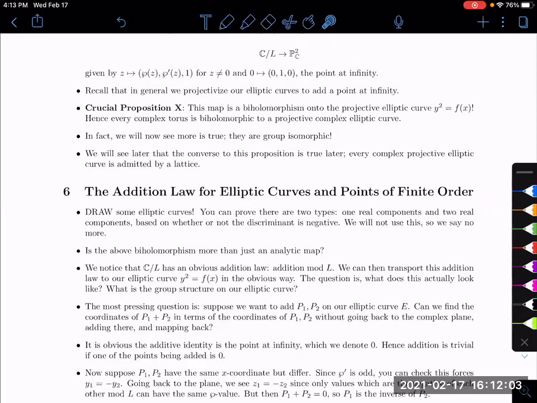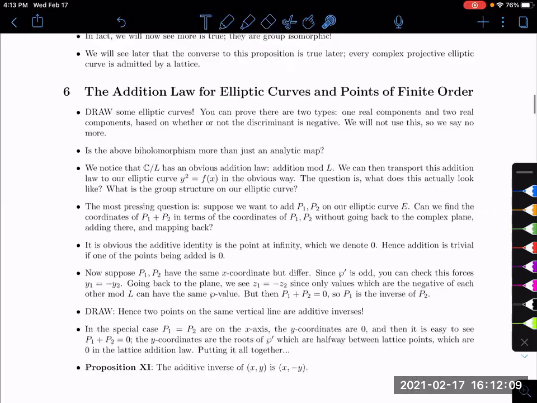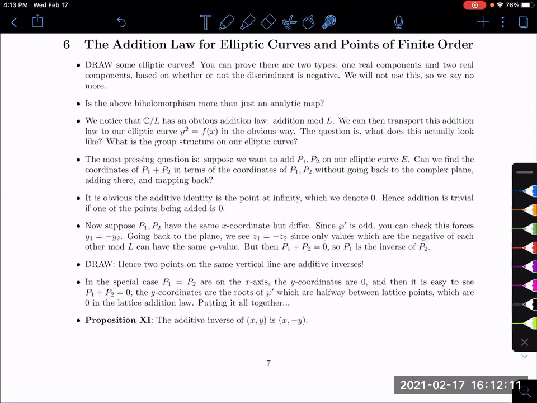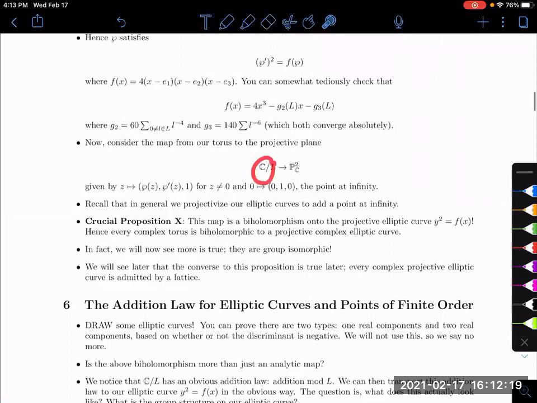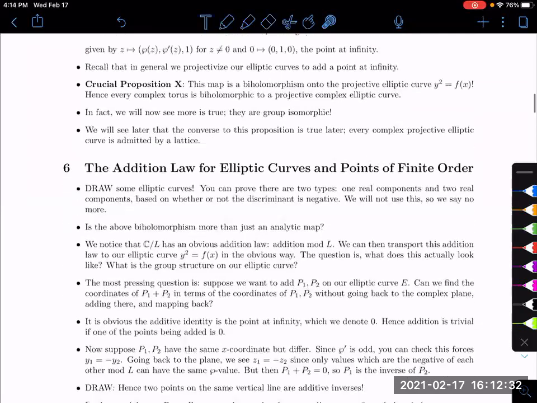And we went further than that. We also saw that because there's an addition of points on a lattice and hence on a torus, you can port that addition over to this elliptic curve. And what you end up seeing is that this map up here between the torus and the elliptic curve is not only a biholomorphism, it's actually a group isomorphism. So you get a very strong connection between complex tori and complex elliptic curves.